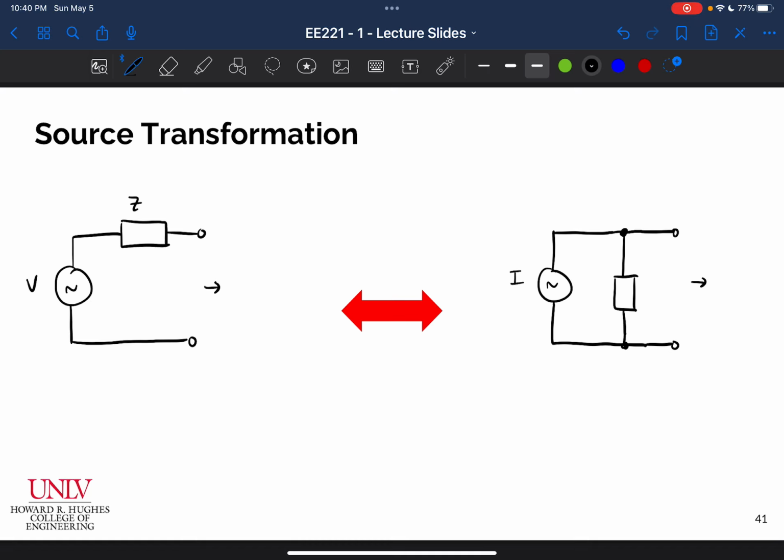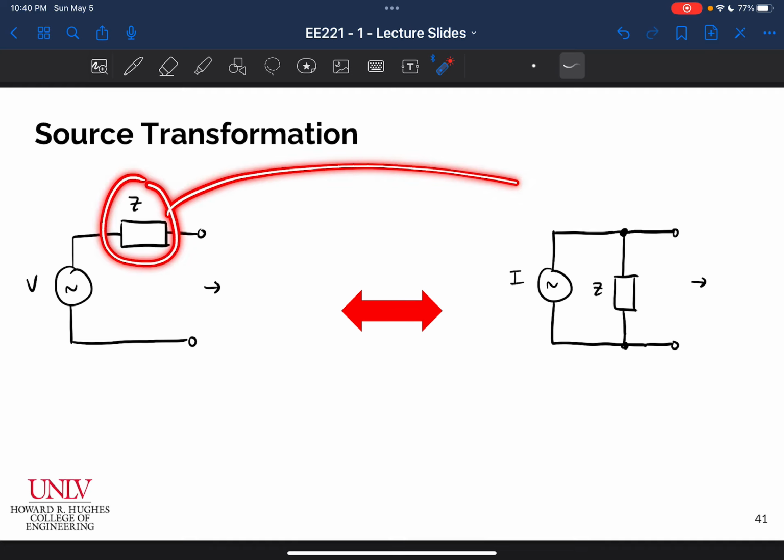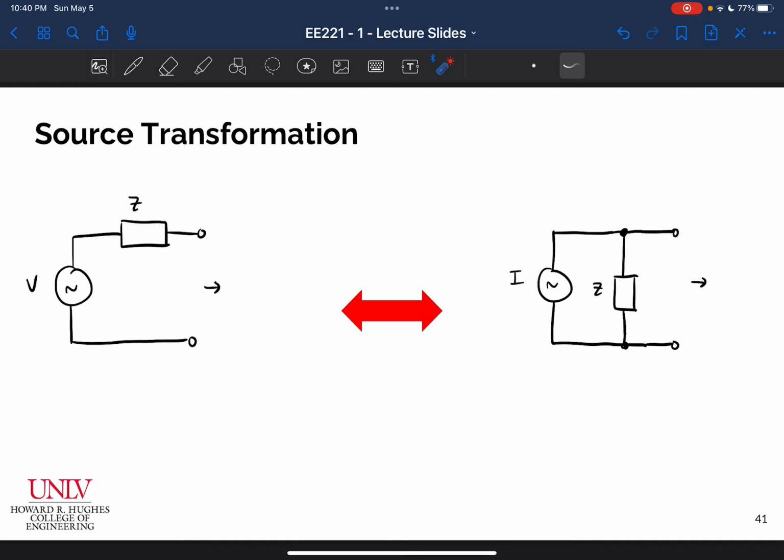This would be I and this would be Z, and the only thing that we need to do in order to obtain one or the other is use Ohm's law. So if I have this voltage source and this impedance Z, all I need to do is take this impedance Z and move it over here. And then in order to get this I just use I is equal to V over Z, where this Z is here and this V is here. So I'm just using Ohm's law on this voltage and this impedance to determine the current that I would need in my transformed current source, okay? And so that's going this way.